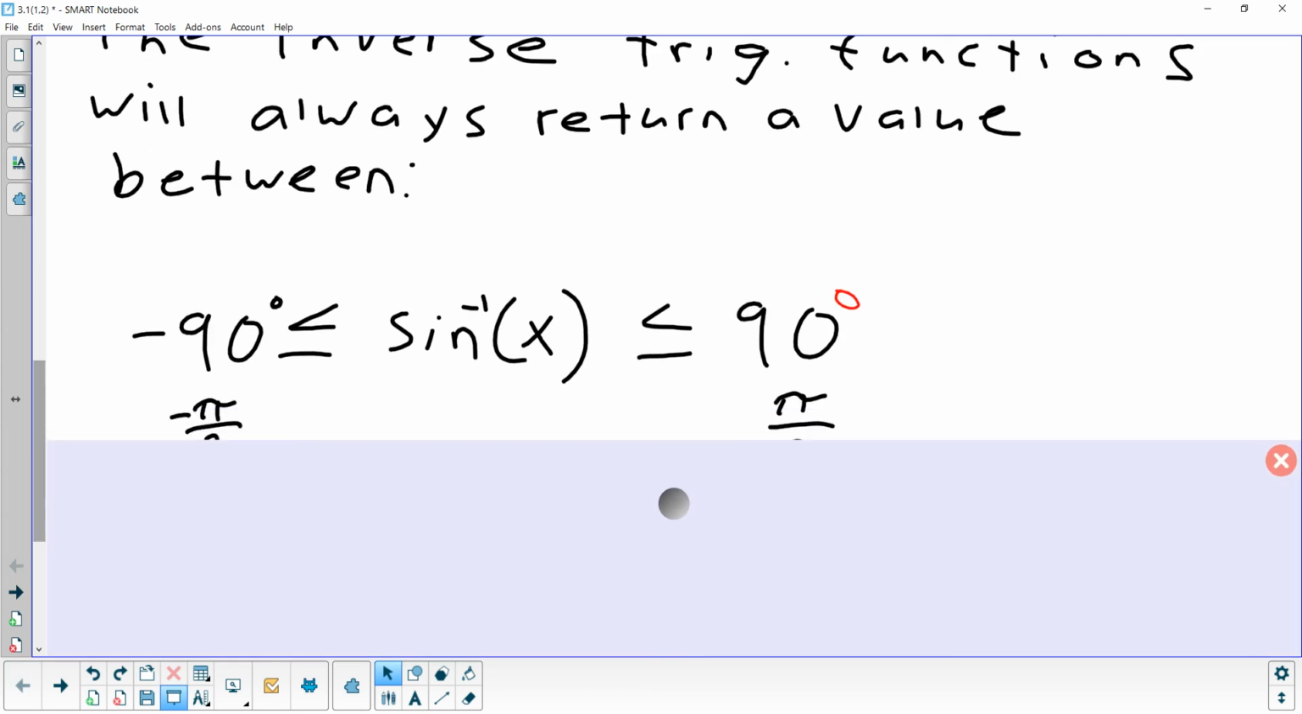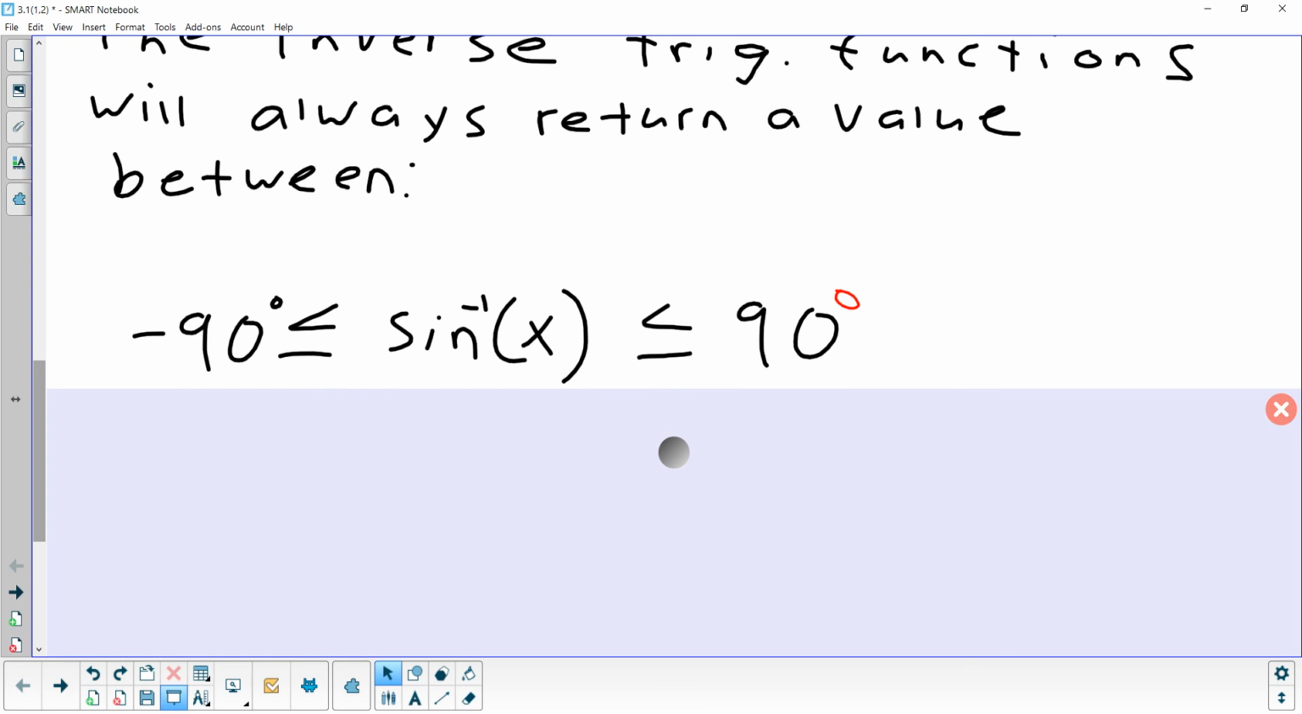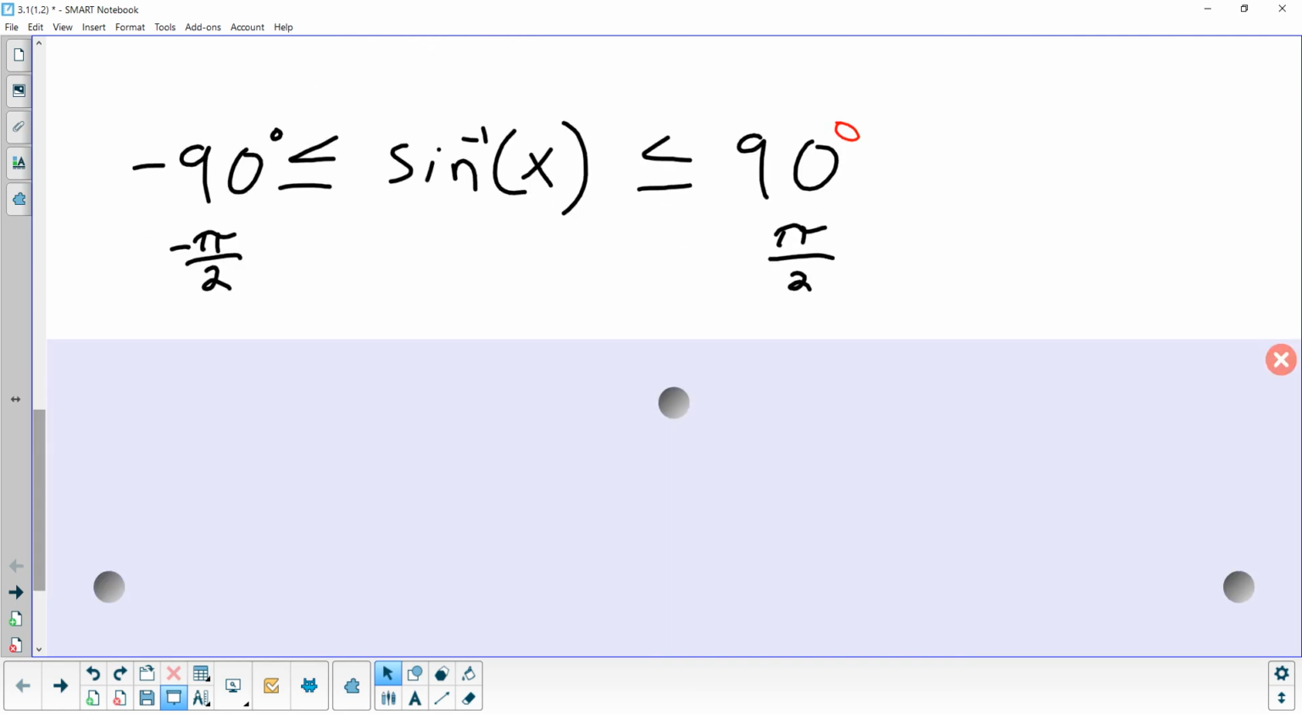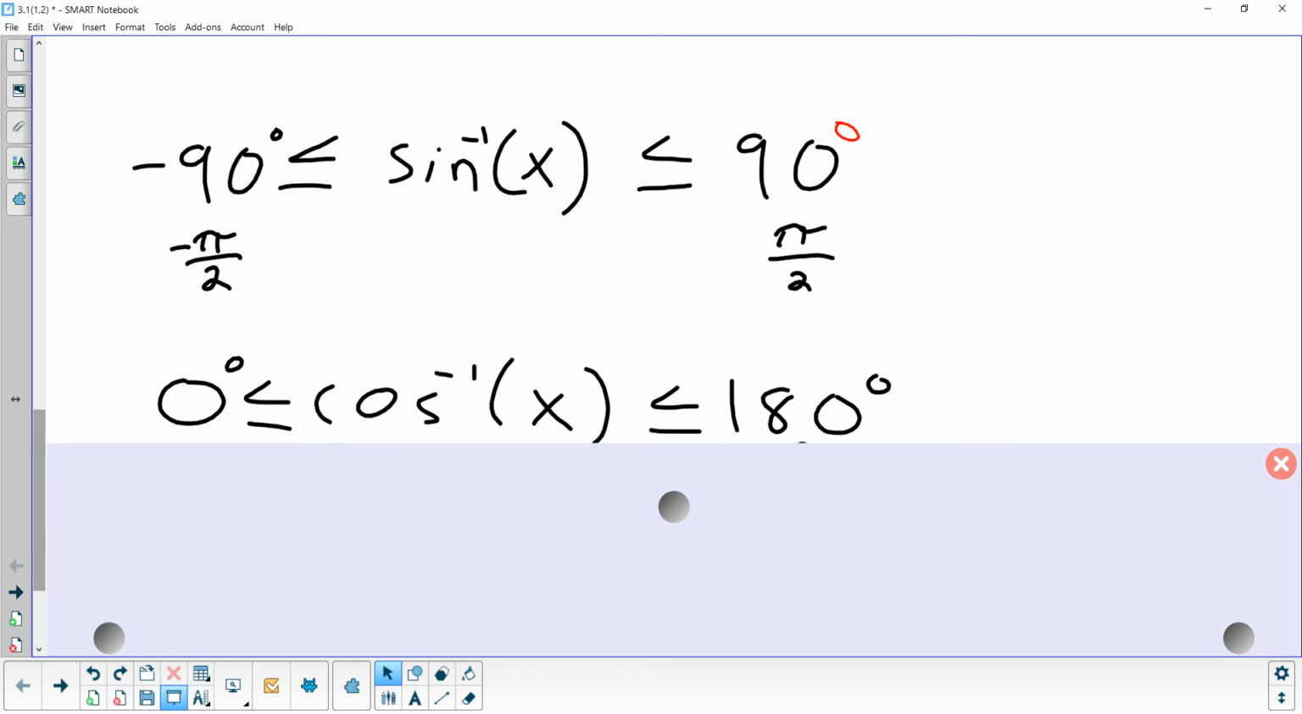So that's for inverse sine. Negative 90 to 90 in degrees is the same as negative pi over 2 to pi over 2 in radians. That PDF that I showed you, that chart, has degrees and radians on it. Okay, so you've got both. Okay, for inverse cosine, as long as we always agree to give the answer that's between 0 and 180, there will always be one solution that we all agree on.